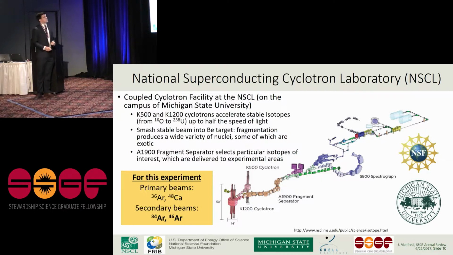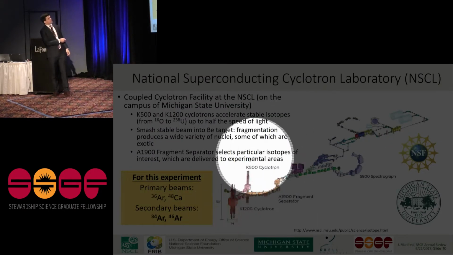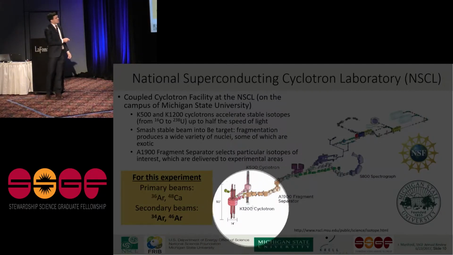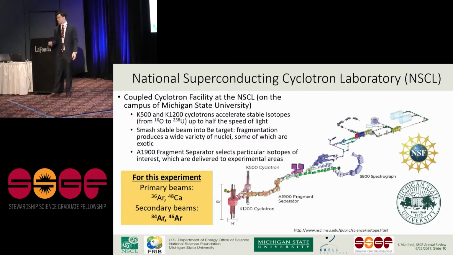The experiment was run at the National Superconducting Cyclotron Laboratory, which is an NSF facility on the campus of Michigan State University. We have two cyclotrons here that accelerate stable nuclei from an ion source, from a wide range of masses, up to about 50% the speed of light. Then we impinge that onto a beryllium foil. All sorts of stuff can happen. We get a smorgasbord of different nuclei, some of which are exotic and interesting. But we somehow have to pick out the ones that we care about. And for that, we use this fragment separator here. It's basically a series of dipole and quadrupole magnets that allow us to pick and choose individual isotopes that we want to study. Then this beam of now rare nuclei is transported to one of many different experimental areas. We do a lot of nuclear science here. I'm only going to talk about a very small slice of what happens.